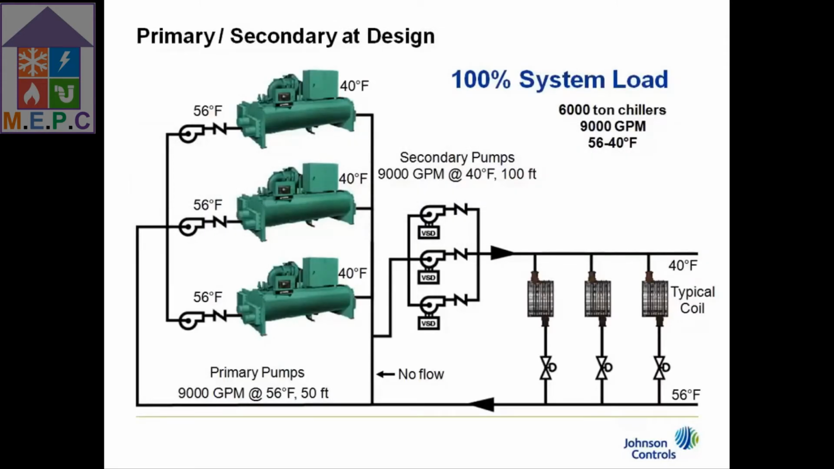Here are numbers attached to that same diagram we saw before, where we have 56 degrees cooled down to 40 for a 16-degree delta T. At 100% system load or design, we have 6,000 tons worth of chillers, 3 2,000-ton chillers, 9,000 GPM, going from 56 to 40, as I said earlier. And we're going to make the assumption that we have around 100 feet of pressure drop. So that's what these secondary pumps are sized for, 9,000 GPM at 100 feet of pressure drop. At the design point, the flow in the primary is equal to the flow in the secondary, so there is no flow through the common.